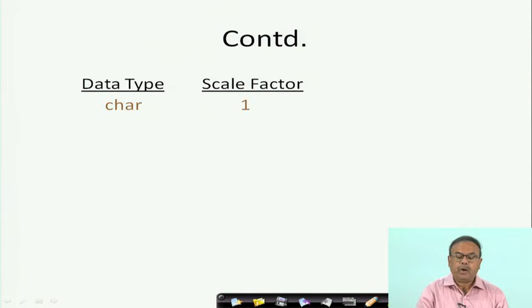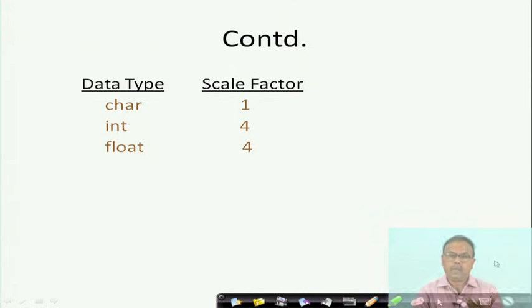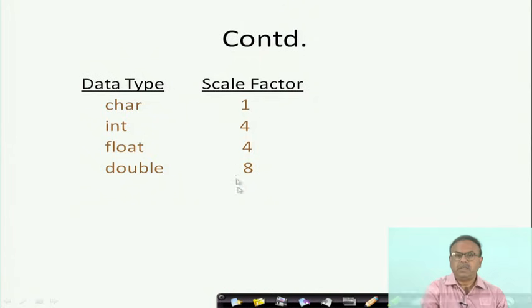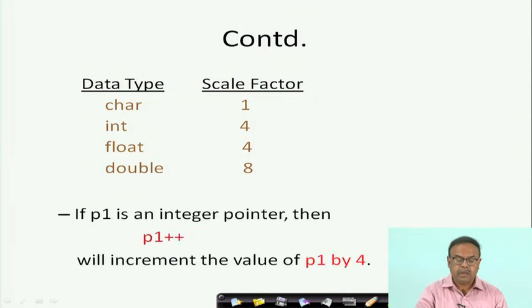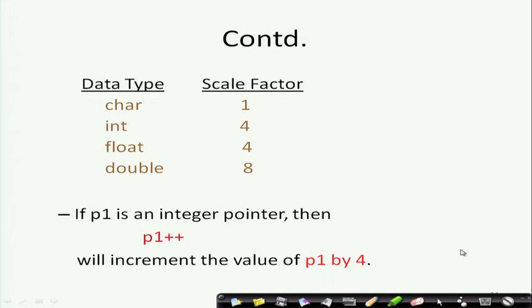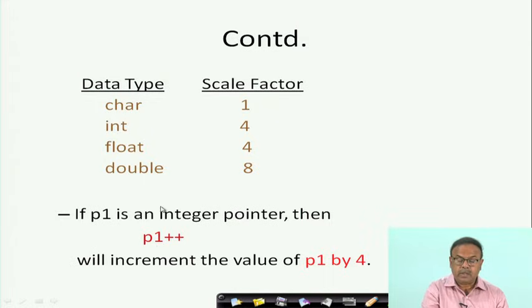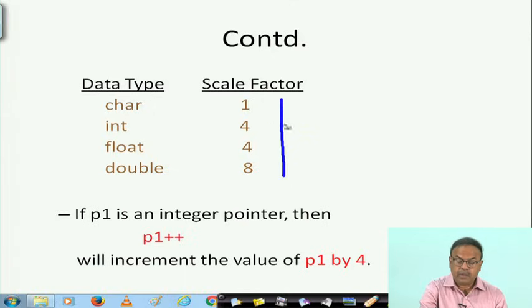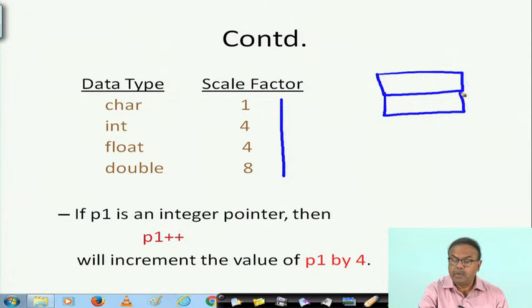So, for character the scale factor is 1, integer is 4, if 4 bytes take 1 integer, float 4, now this could be 2, that depends on what the scale factor is, depends on the particular machine. So, if I write for an integer pointer, assuming my computer is doing this, that each of them is 4, then P1 plus plus is adding 4 to P1, that is going to the next integer. Now, in between there are 4 bytes. Okay, so, I am going to the next integer.